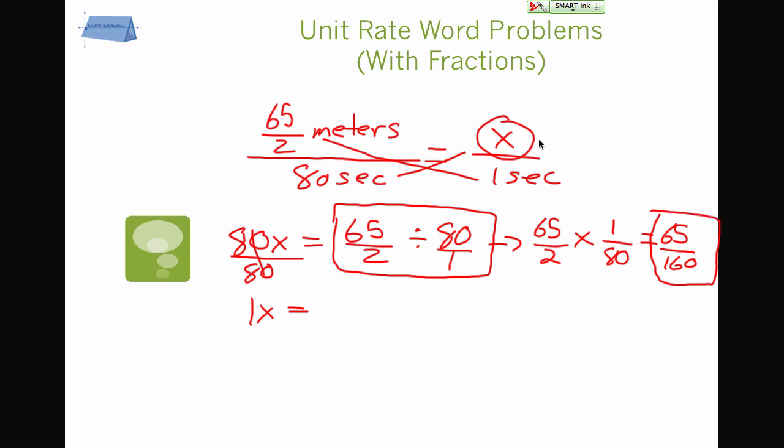But what does this answer mean? Remember, we plug this answer back in for our x. The problem told us in 80 seconds the swimmer can swim 32.5 meters, or 65 over 2 meters, but in 1 second the swimmer can travel 65 over 160 meters, which is less than 1 meter. And there we go. We have our unit rate for how far the swimmer can swim every 1 second.